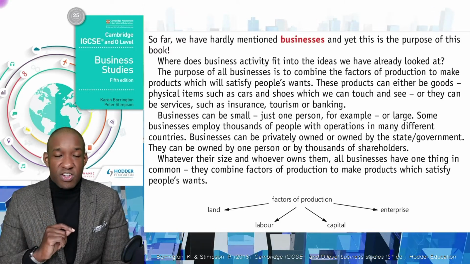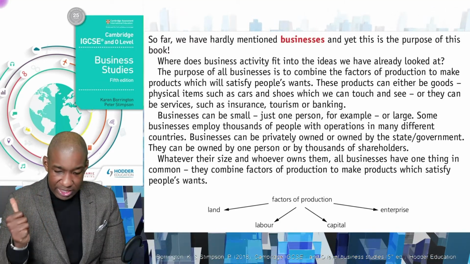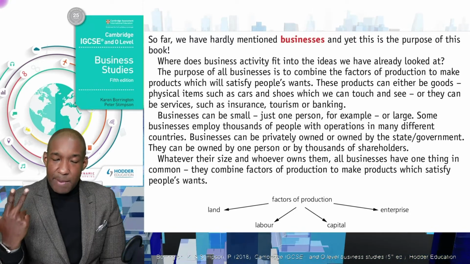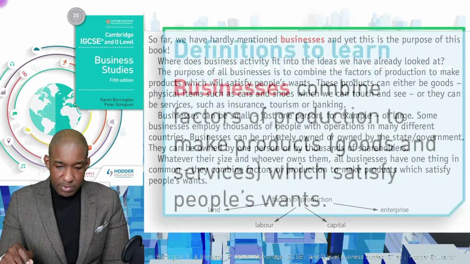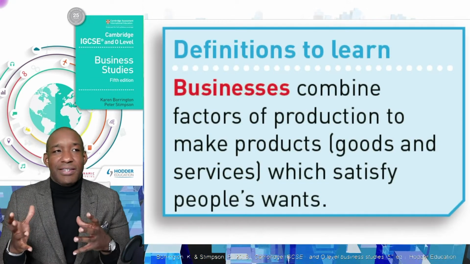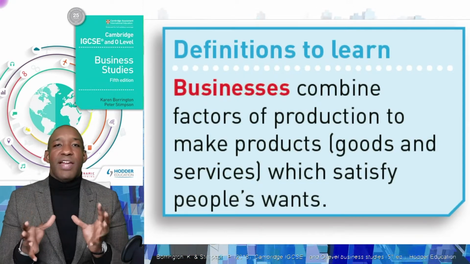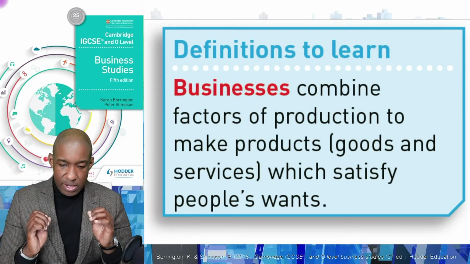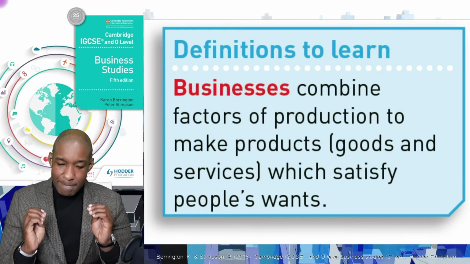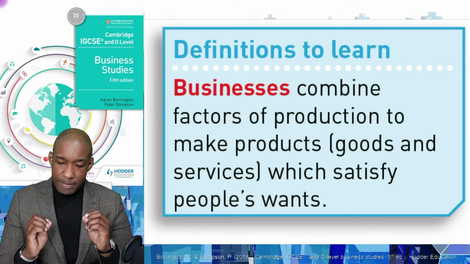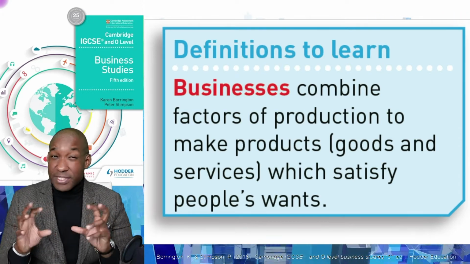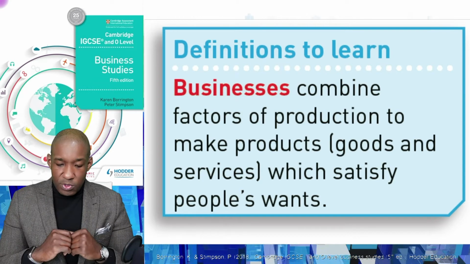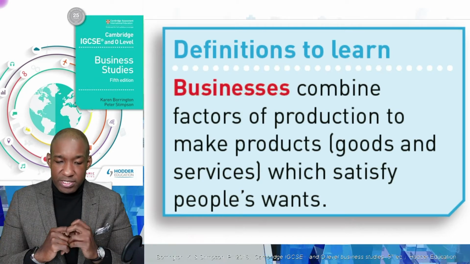Remember those factors of production. There are those 4: land, labor, capital, and enterprise. So, finally, after all of that, we arrive at the definition of businesses, and what they do is that they combine factors of production to make products, goods, and services. So a service counts as a product, which satisfy people's wants.